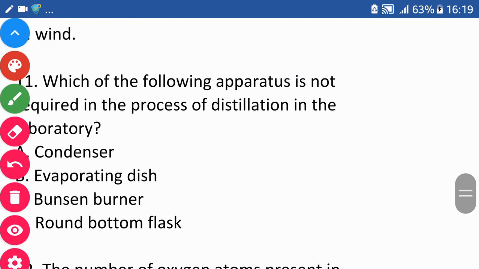11. Which of the following apparatus is not required in a process of distillation in a laboratory? Condenser is needed to reduce the temperature of the vapor. Evaporating dish is not needed. Bunsen burner is a heat source. Round bottom flask is also needed. So the answer is B. Evaporating dish is not needed.